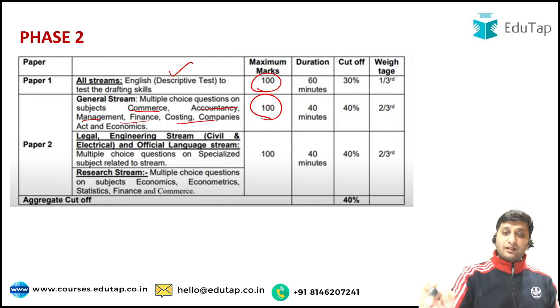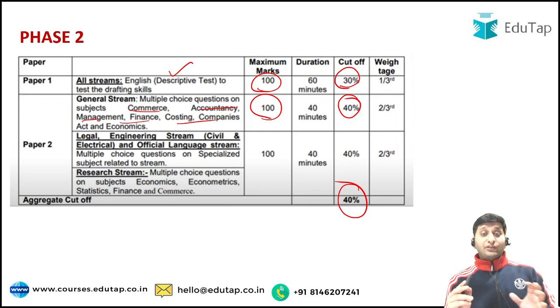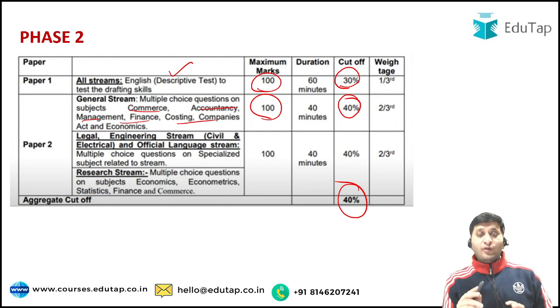And the cutoff was given here again as 30% and 40%, and overall 40% again. Right. So minimum you were required to get 30% in paper 1 and 40% in paper 2, and overall you were required to get 40%, that is 80 marks out of 200 as a minimum to qualify phase 2. But क्या सारे लोग जिन्होंने पेपर 1 में 30% लिए एंड पेपर 2 में 40% लिए एंड ओवरऑल 40% लिए फेज 2 में, did all of them cleared phase 2?